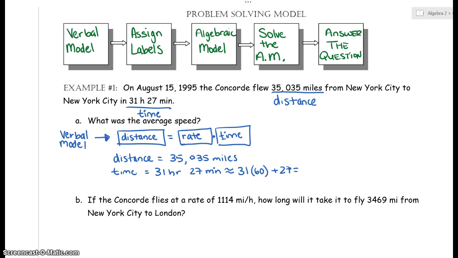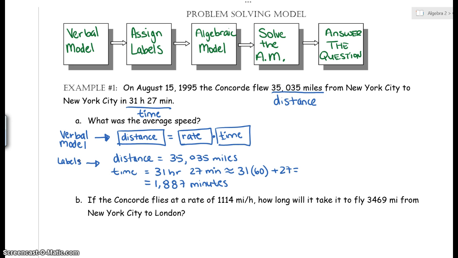And I'm going to put that into my calculator. You can hear my little calculator going off, so I hope you're doing the same. So this is equal to 1,887 minutes. We don't know what the rate is, but that's what we are looking for. So this right here is our assigned labels.